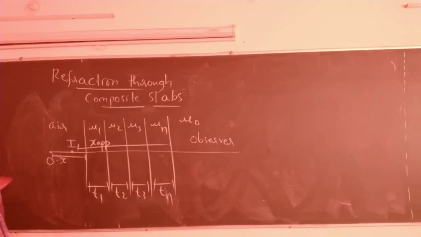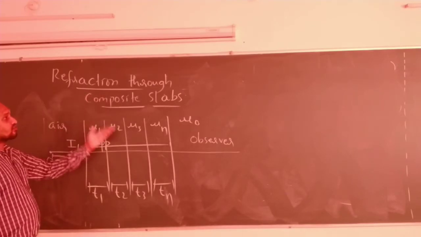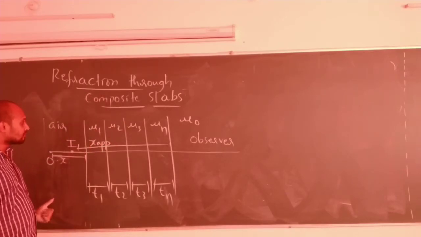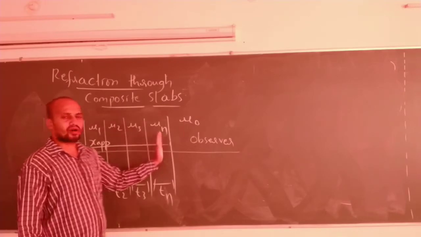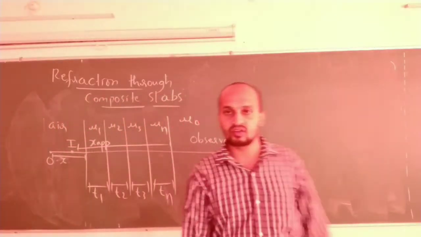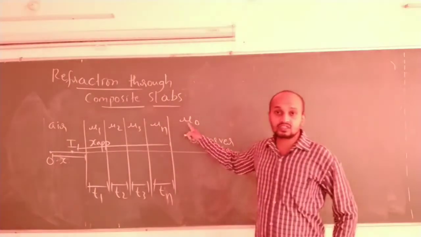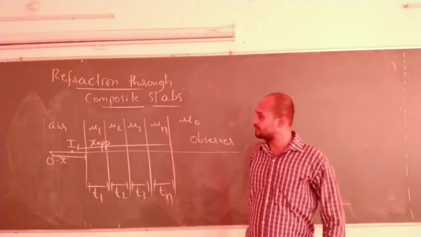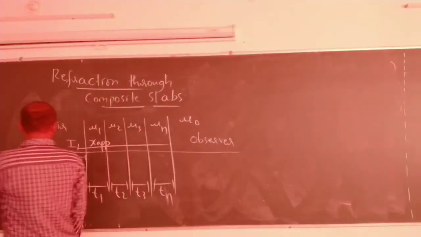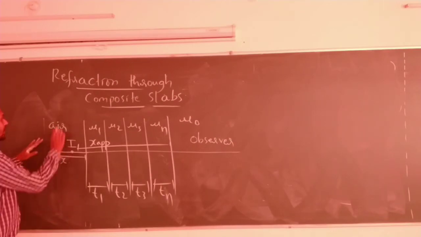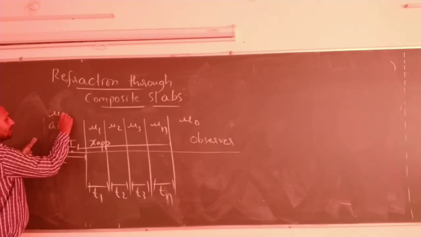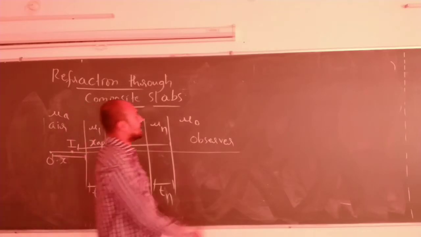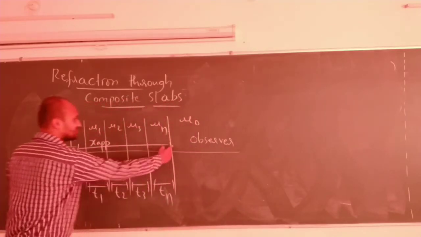So see here, what diagram I have drawn? Refraction through composite slabs. If this many number of slabs are there, up to n slabs, and the observer is staying at mu naught medium and the object is staying at air medium. Air medium means let us take mu min. Correct? So the total apparent depth is this distance.